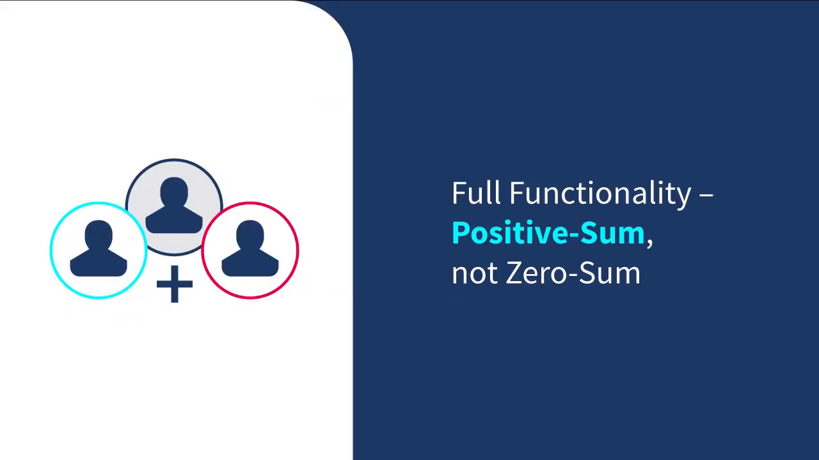With the next principle, full functionality, positive sum, not zero sum, privacy by design can accommodate all of an organization's objectives, not only its privacy goals. It allows for a win-win solution instead of forcing trade-offs. This principle resonates well with major stakeholders in the organization. It means that an organization does not need to compromise business goals in exchange for privacy, revenue, and growth. Organizations do not need to sacrifice one for the other.